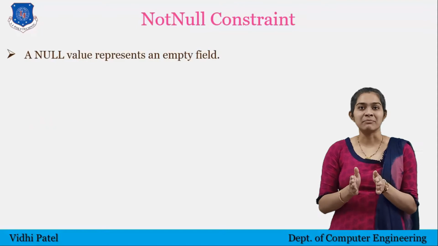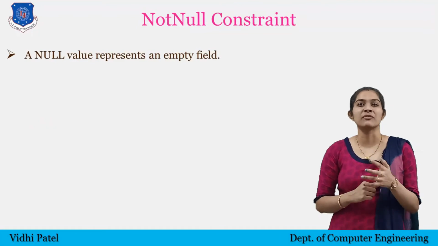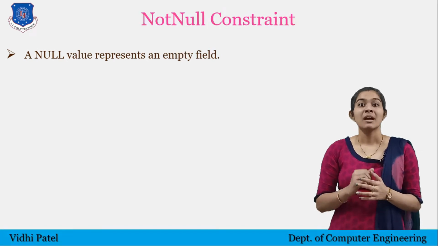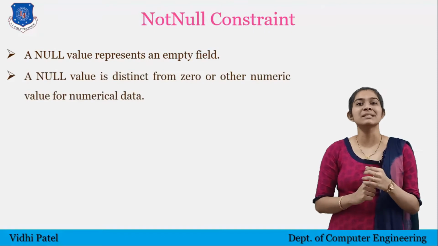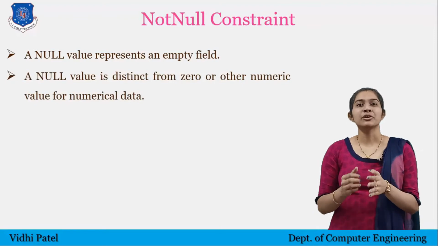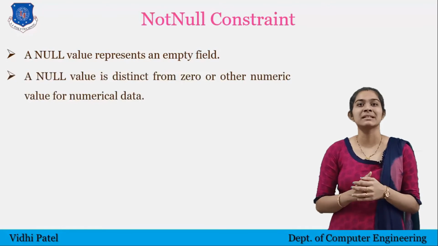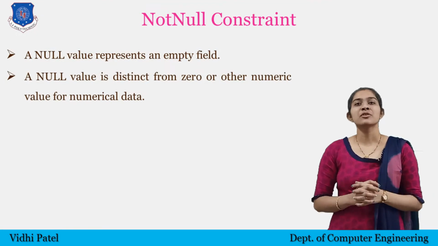Next constraint is not null. Null means empty, means a value which is not available or missing for that attribute, or we can say that value is not applicable to the attribute. Null is not equal to 0 because 0 is also a value, whereas null means empty or a blank. Let's suppose I take an attribute email. If any student doesn't have a mail ID, then he or she leaves the value blank, or we can say empty. But if I have defined email ID attribute as a not null attribute, then it cannot be empty.